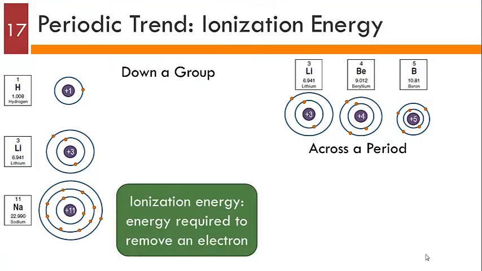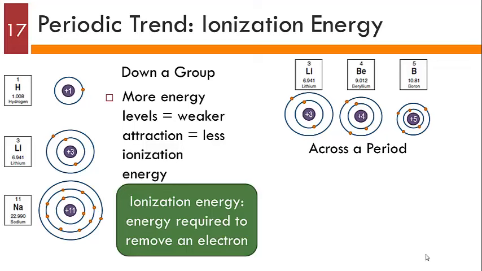Ionization energy is how much energy I need to remove that outermost electron. So how hard do I have to pull? How much energy do I need to rip off that electron? This all comes down to attraction. So if the electrons are very strongly attracted to the nucleus, I'm going to need a lot of energy to pull one away. If the attraction is weak, then I need less ionization energy to pull that electron away.